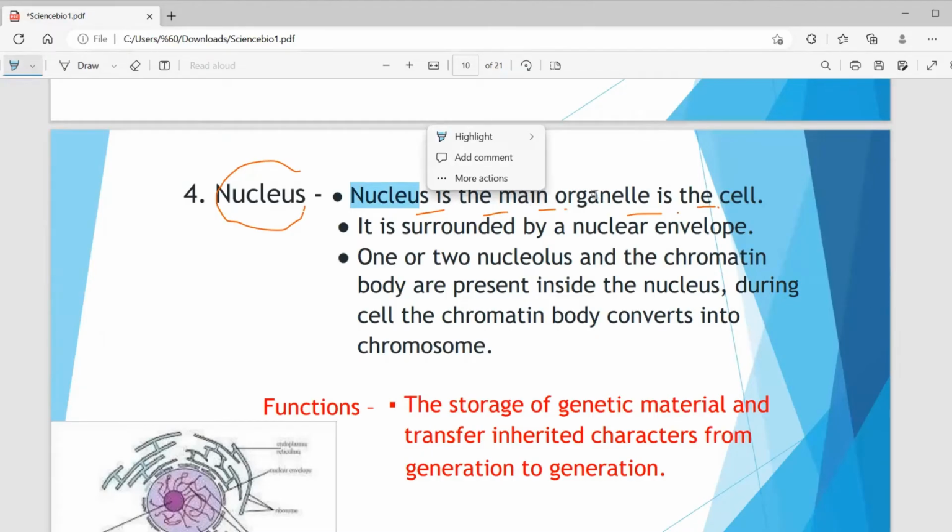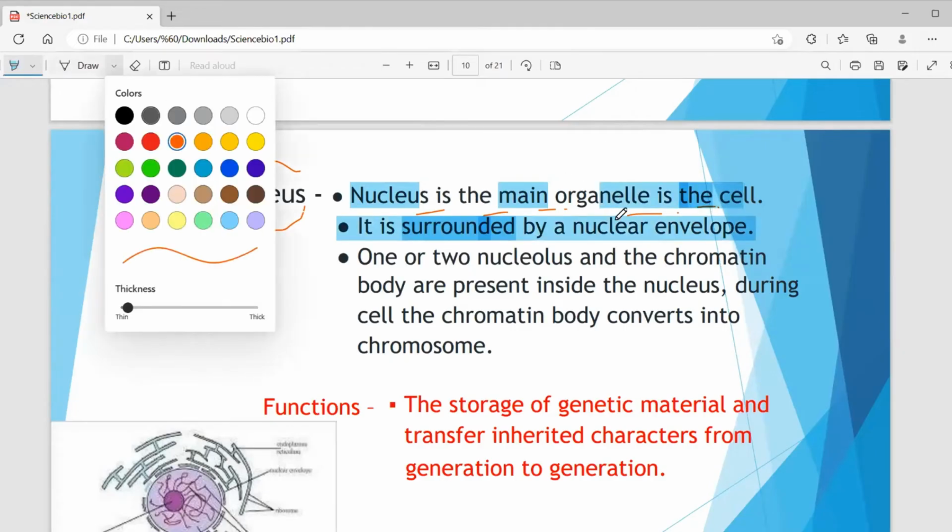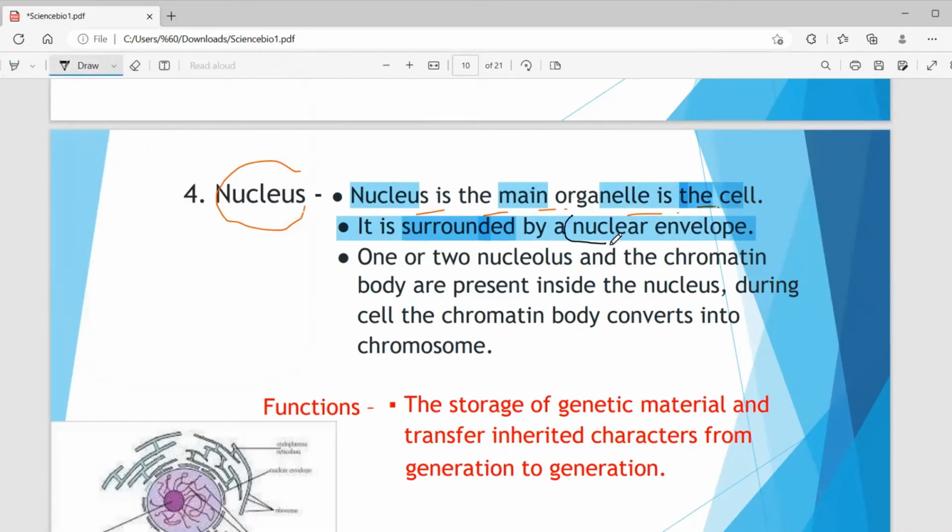Nucleus is the main organelle in the cell. It is surrounded by the nuclear envelope, and also one or two nucleoli and a chromatin body are present inside the nucleus. Chromatin fibers are very important. The chromatin body converts into the chromosomes.